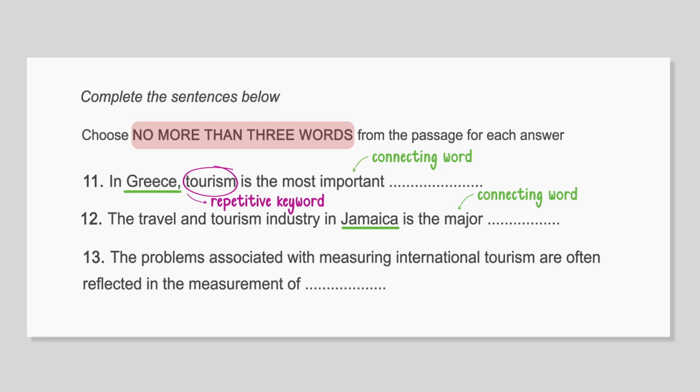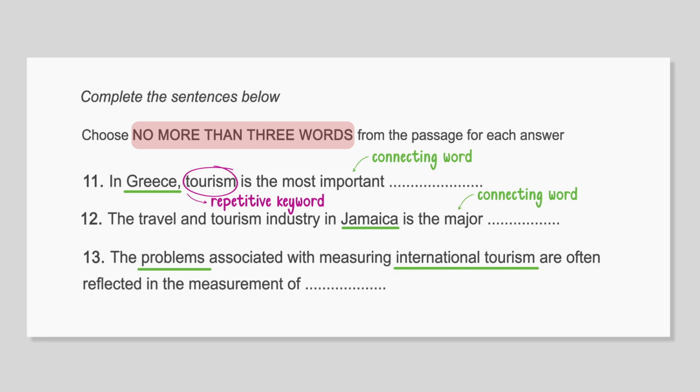And question number 13: the problems associated with measuring international tourism are often reflected in the measurement of. Problem can be the problems. Problem is one of those keywords. Actually, it is not an easy keyword. That might be a little bit tricky and challenging because you might face some synonyms of problem in the text, all right? And international tourism might be another keyword.